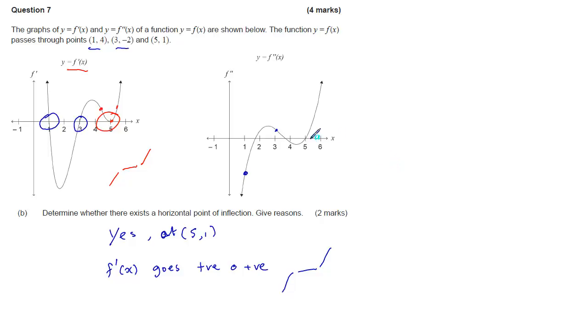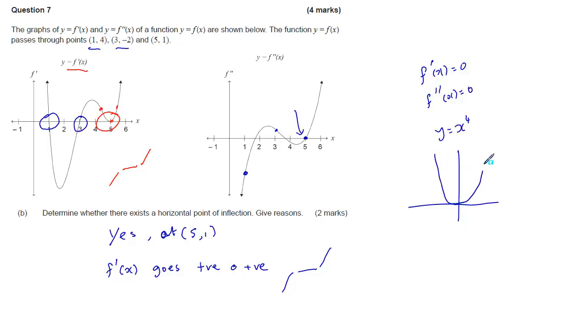In the mark scheme, they also say that you can say the second derivative here is 0. I don't really like that because you can have minimums where both f dashed x is equal to 0 and f double dashed x is 0. For example, on the curve of y equals x to the 4, you have a minimum just here, and both the first and second derivative are 0 at that point. So I don't really like that second explanation, but they would accept it.